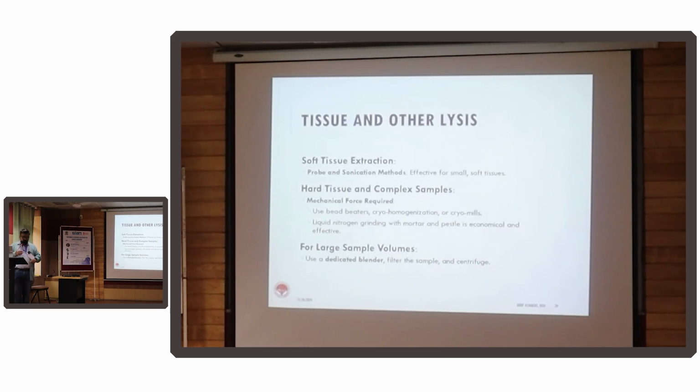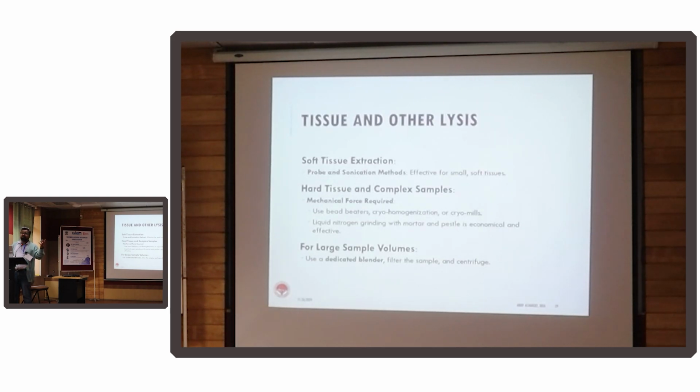Next is soft tissue extraction. So you will have probe sonicators. Sometimes we use bead beaters. Sometimes we use liquid nitrogen grinding. It's very economical and effective. So if you have access to liquid nitrogen, nothing is as good as liquid nitrogen.